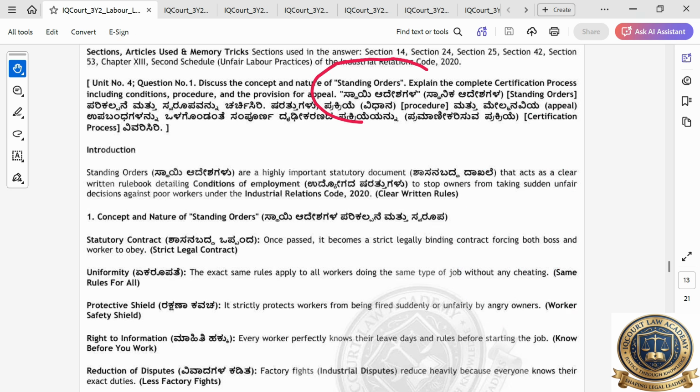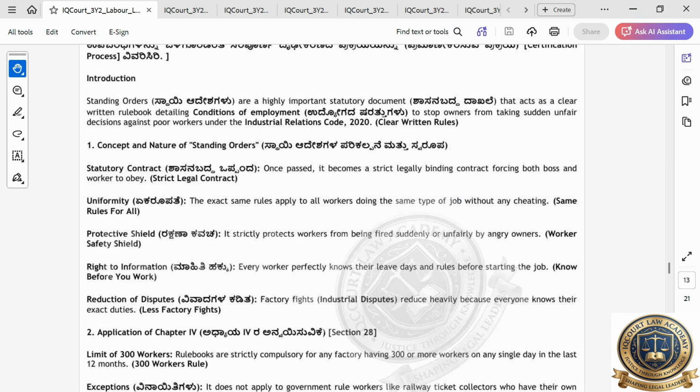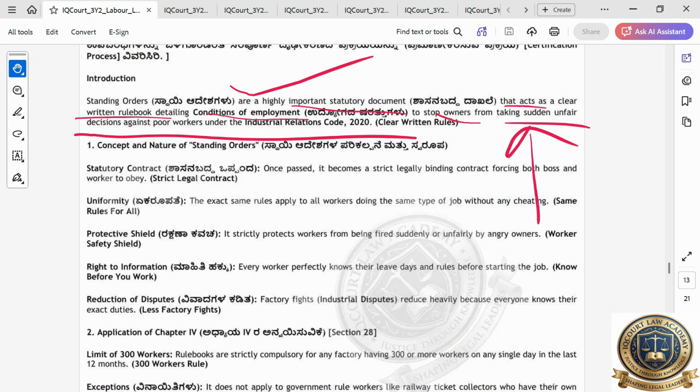Discuss the concept of standing order. Definitely they will ask this question. Standing orders are a highly important statutory document that acts as a clear written rule book detailing the conditions of employment to stop the owner from taking sudden unfair decisions. See, they may take sudden decisions just to harass the employees, right? They can't do that. There is a law. That is what we call standing order.